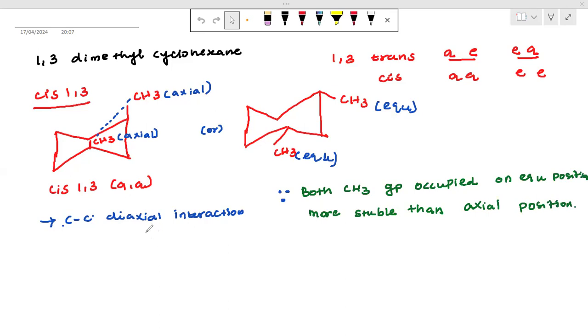Okay, right. Next, move on to the trans form. How can we write it? That is trans 1,3. What are the possibilities? One is axial, one is equatorial. Now move on to the trans form.